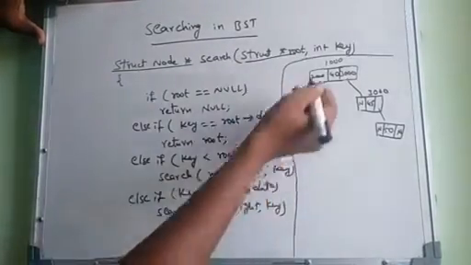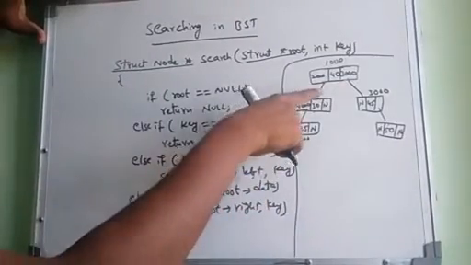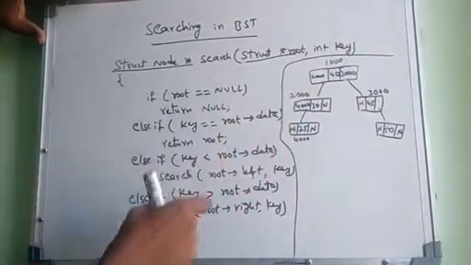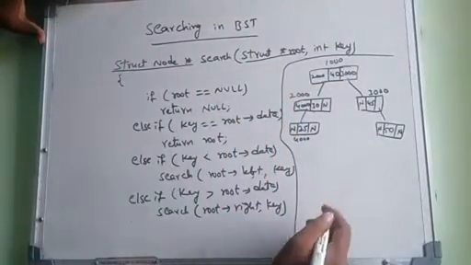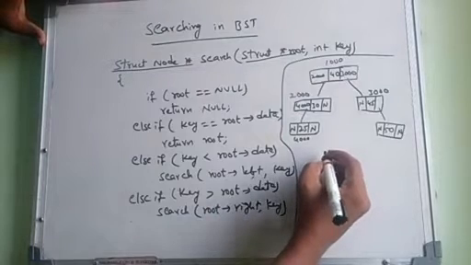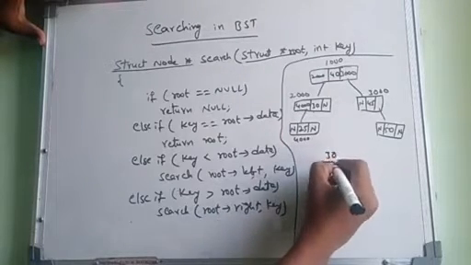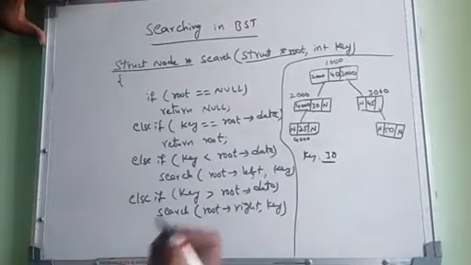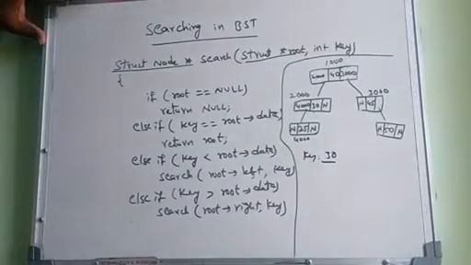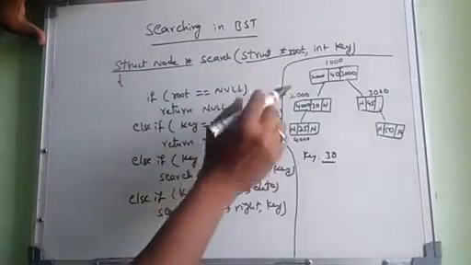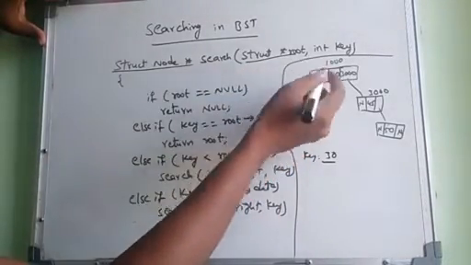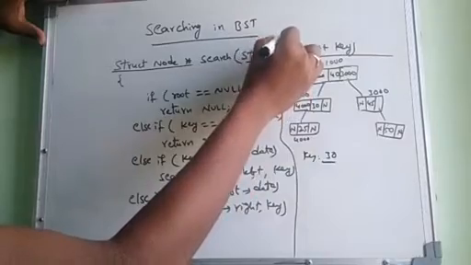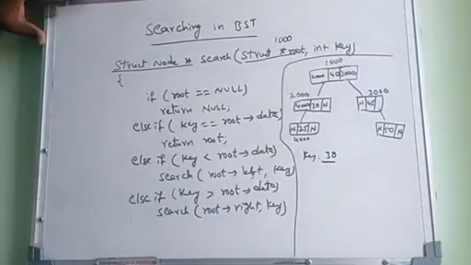I take a sample figure and will compare it with the code and the figure in parallel. Suppose I want to search for key 30. So what is the input here? The search root. What is the root address? Initially the root address is 1000.